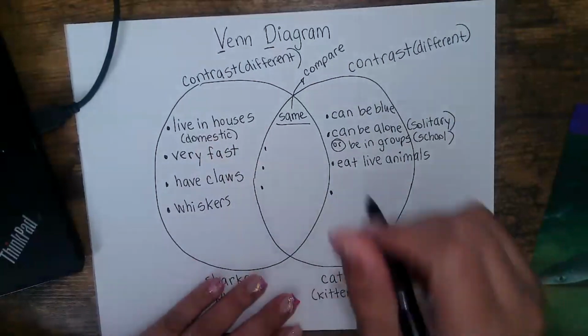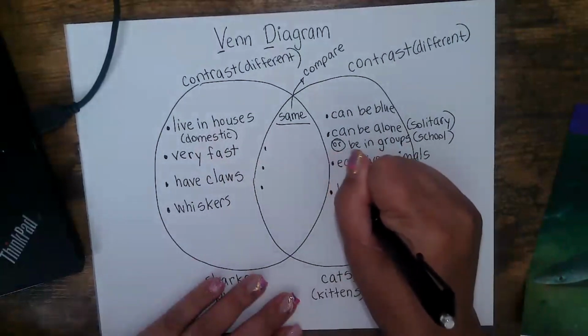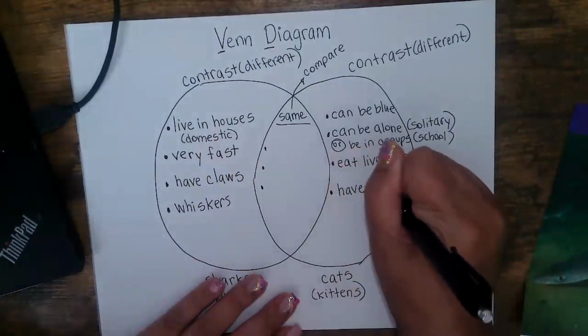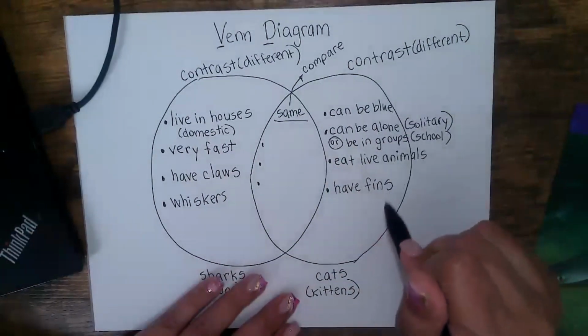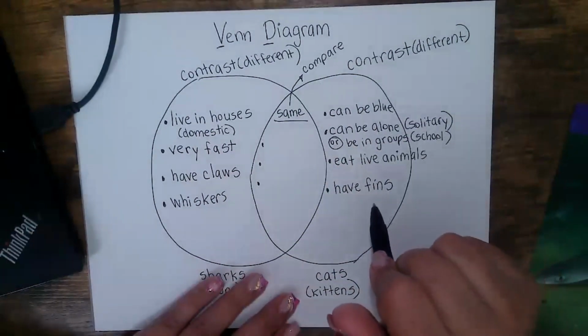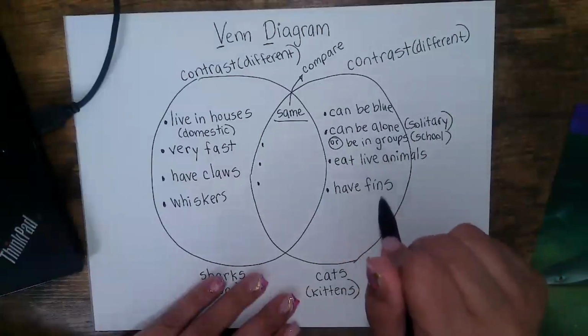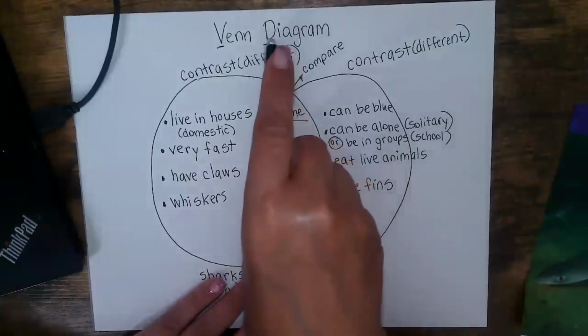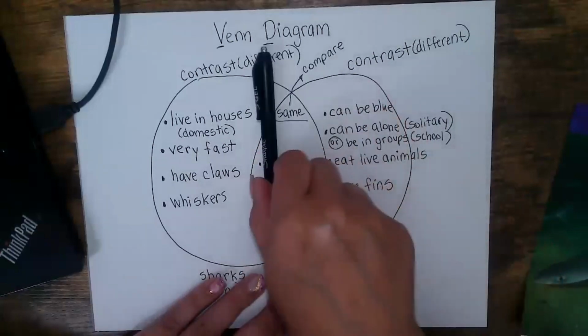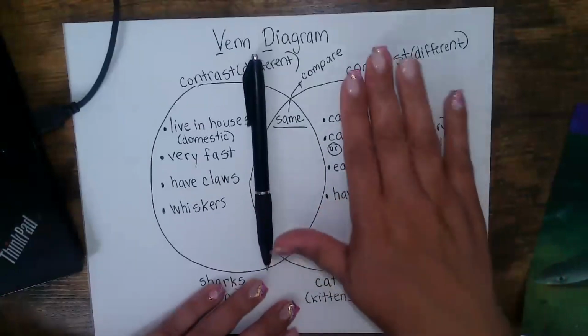And I'm going to put that sharks have fins. So go ahead and maybe you're going to write something that your friend said, like sharks live in the water. Sharks, they breathe through their gills. There's all kinds of things you could write. These are my four. I want you to write down four things about sharks right here on the right side of your paper.